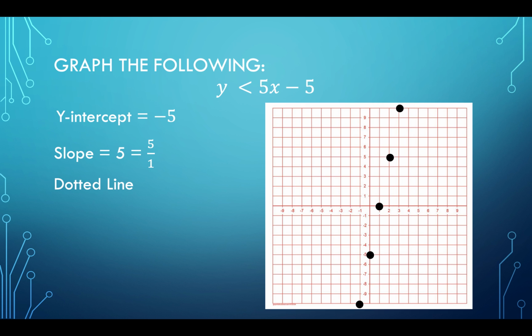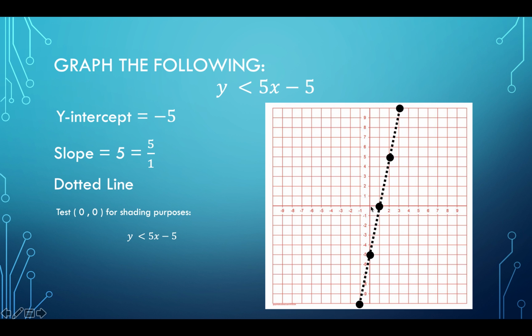And because we said it was a dotted line, we're going to make our dotted line. We're going to connect all these dots. And then because we have this less than sign, because it's a linear inequality, we have to test. So we have to see which way we're going to shade. And to test that, we're going to test 0, 0.